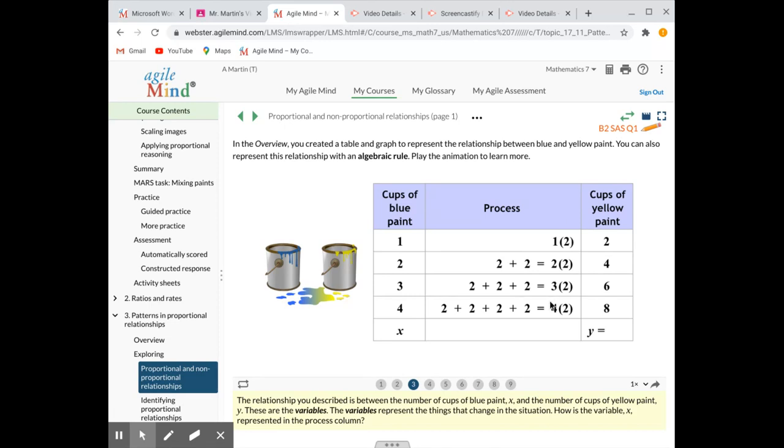Okay. So if you look here, they did 1 times 2, 2 times 2, 3 times 2, 4 times 2. So what do we need to do with this? 5 times 2. Say it again, Jamal. 5 times 2. All right, but this isn't a 5. This is a what? X. So couldn't we do? There we go. That's what I'm looking for.